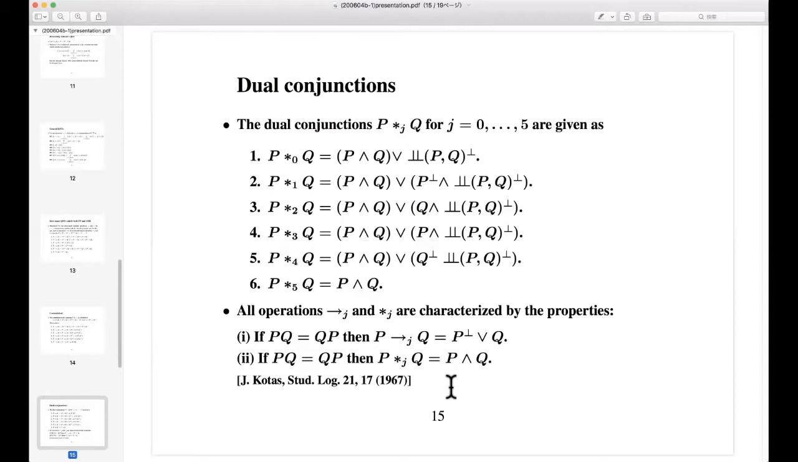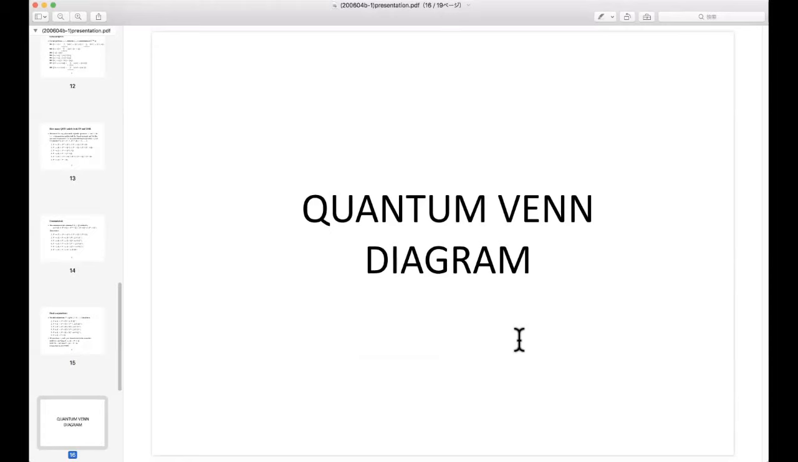And in order to maintain the transfer principle and De Morgan's laws both, we need to just combine those two dual pairs, arrow_j and star_j. So only with these six pairs do we have the quantum set theory which satisfies the transfer principle and De Morgan's laws. Now we visualize those operations. We call it the quantum Venn diagram.